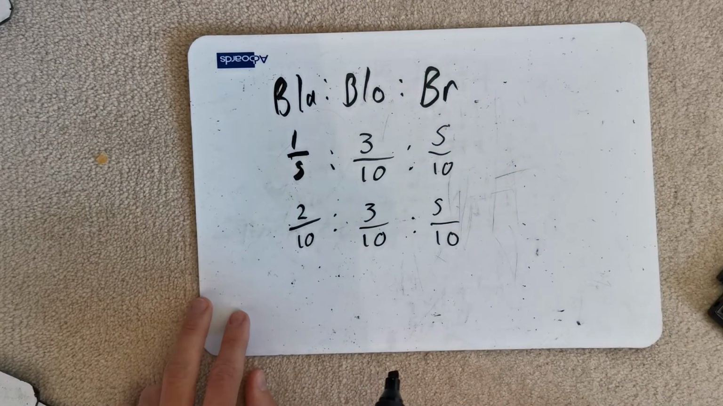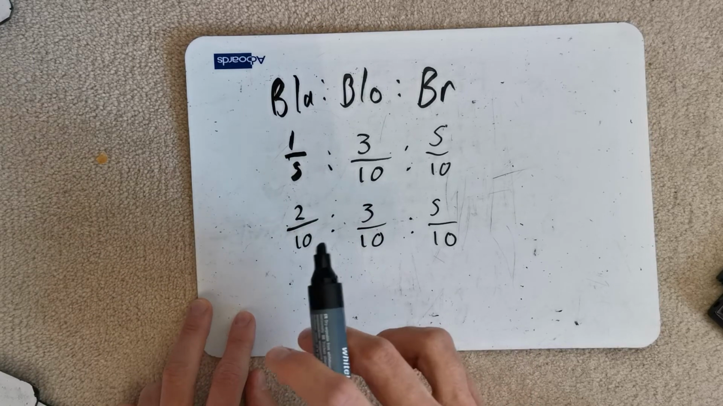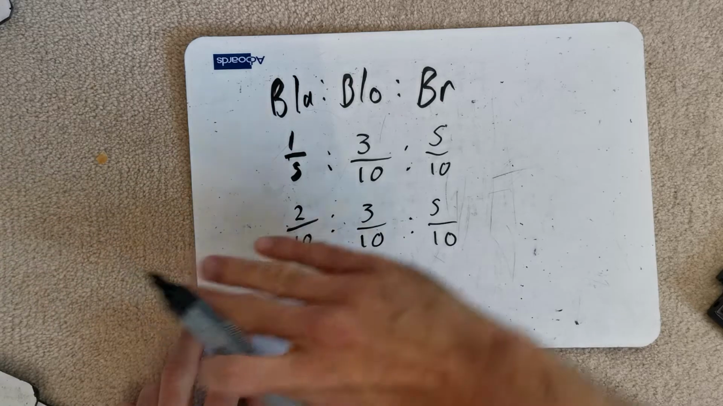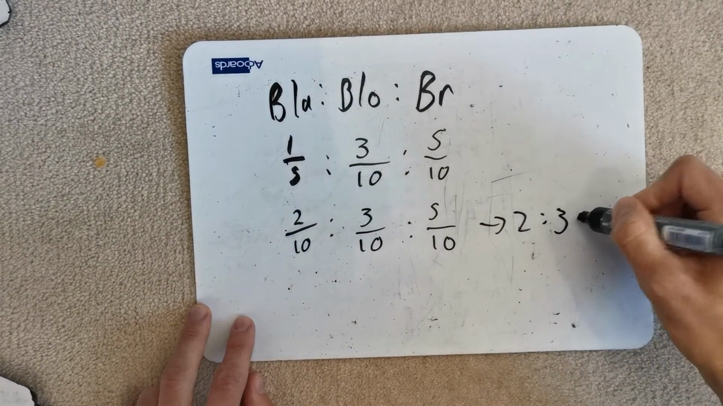Now, we want this as a simplified ratio. That's not a simplified ratio. So, if you times everything by 10, in other words, get rid of all the denominators, that will be your answer. 2 to 3 to 5.